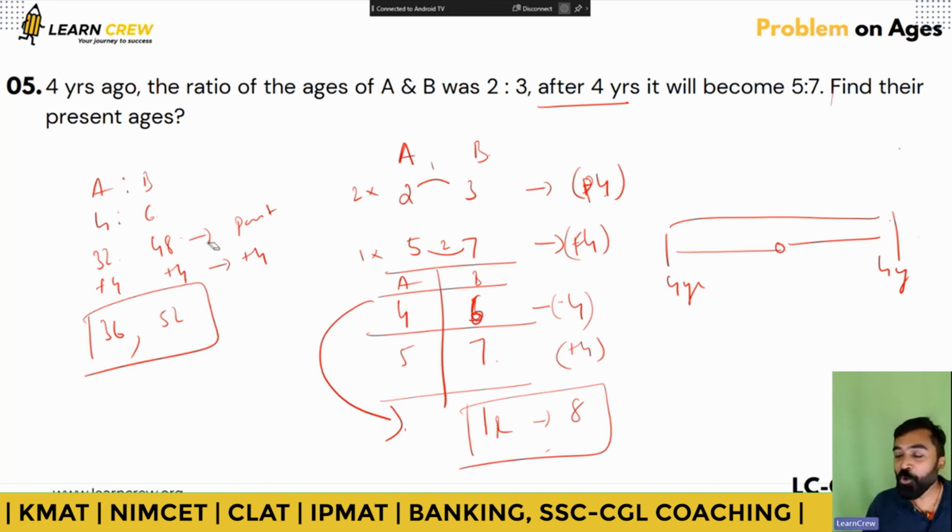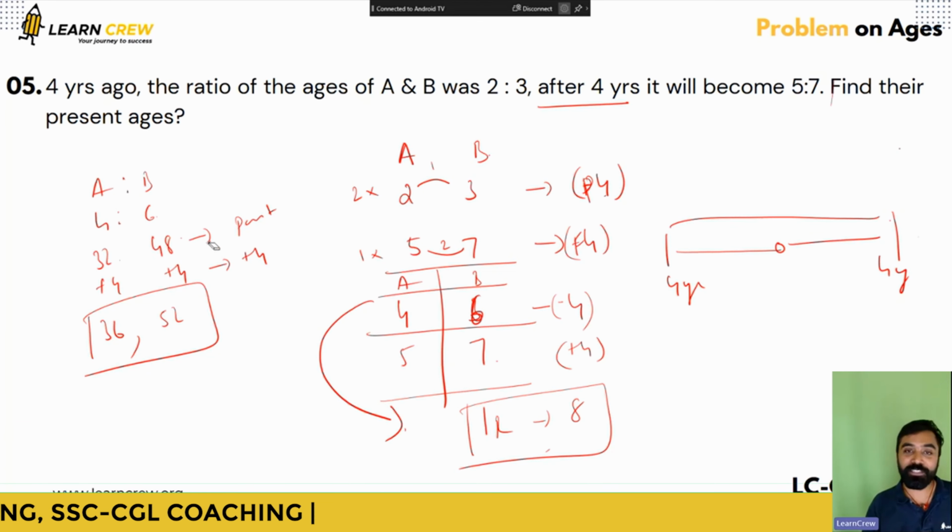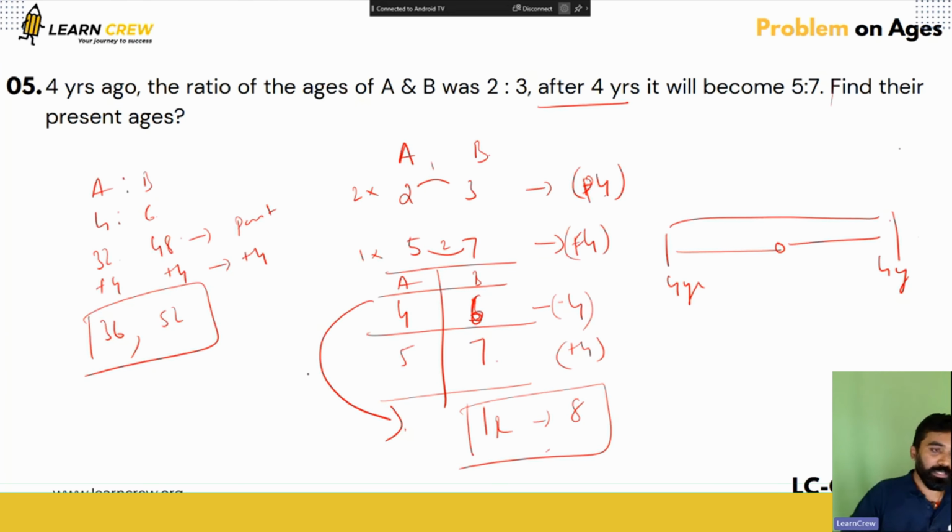Clear? There might be 2 to 3 problems on ages. For banking people, there might be more. So do not miss even a single mark in ages. It is the easiest. Clear? Any doubts?